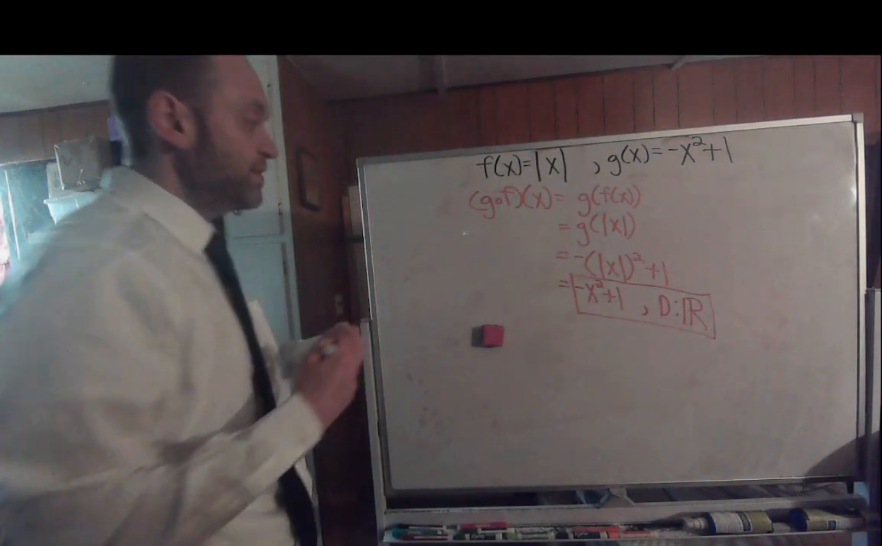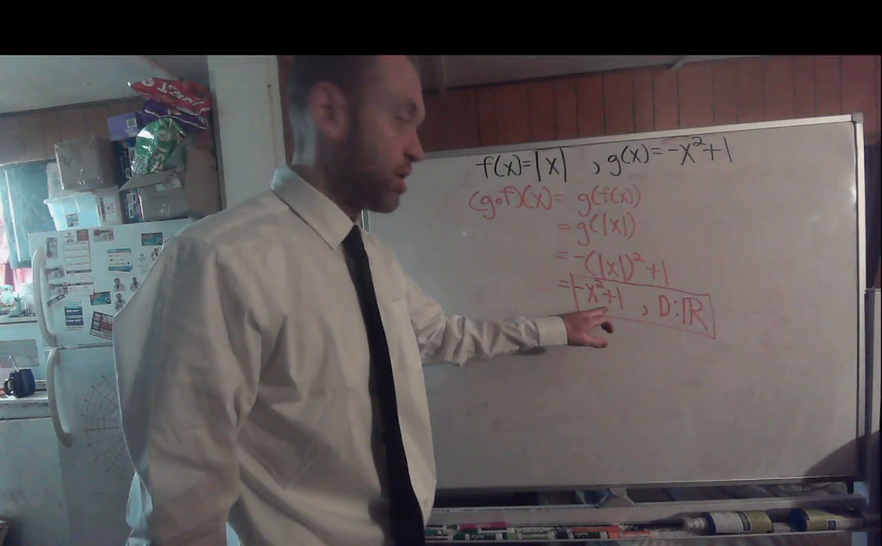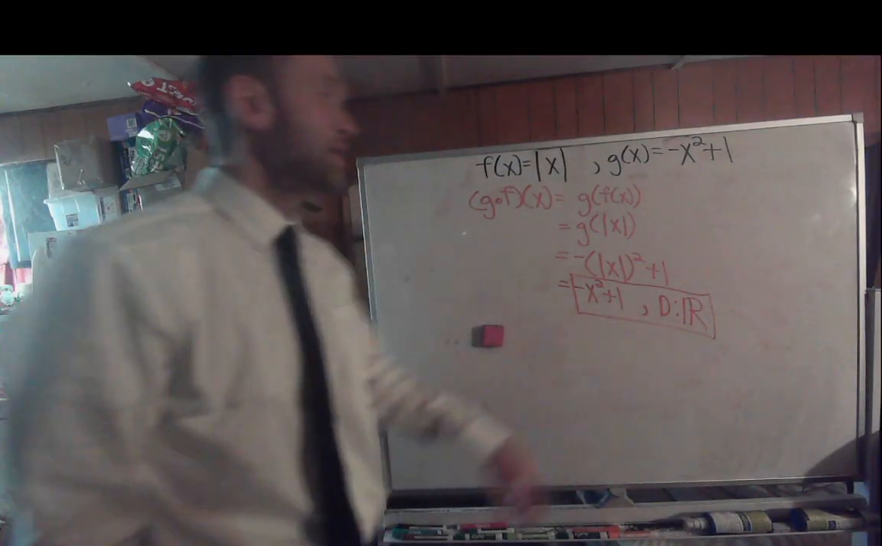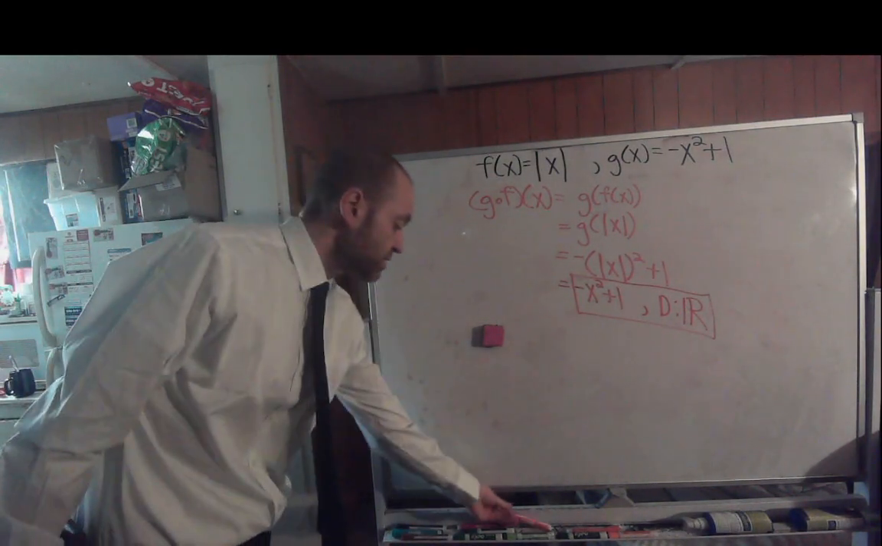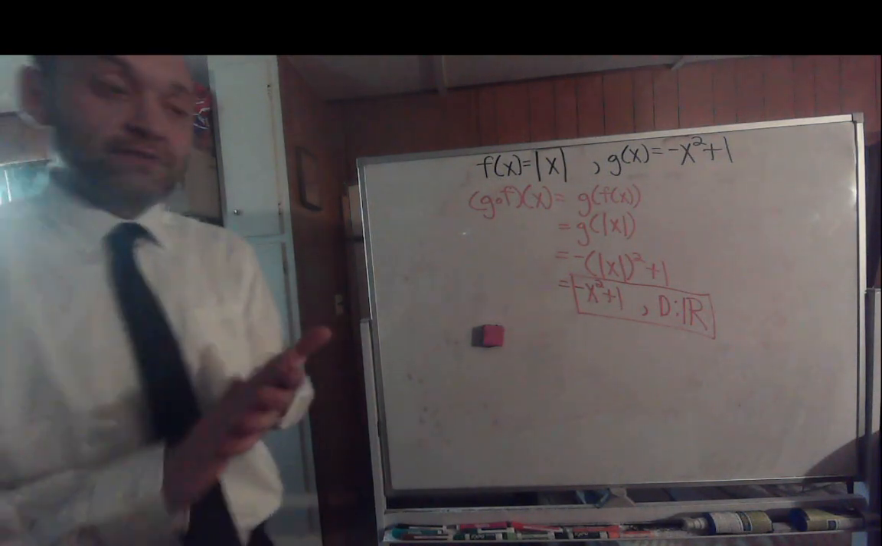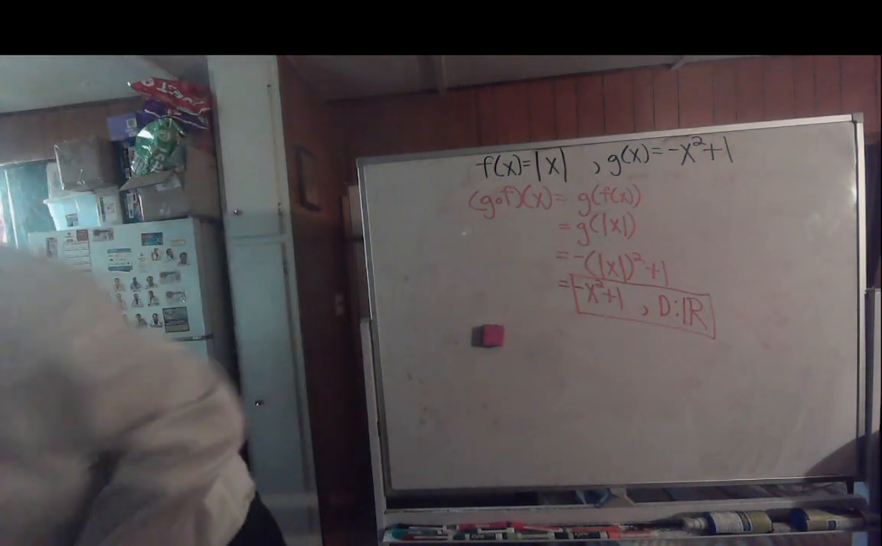So g of f of x equals negative x squared plus 1, where your domain is the set of all real numbers. So that's it for the combinations of functions lesson.